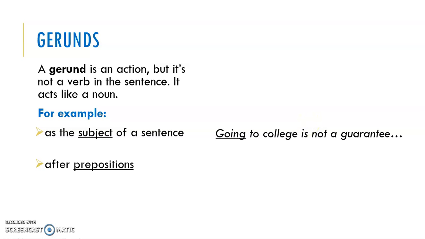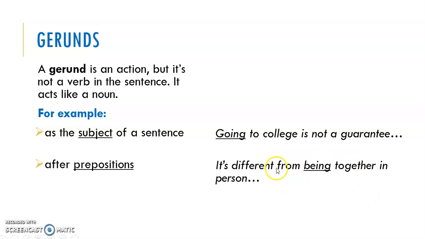Also, we often need to use a gerund after a preposition. When I say preposition, I'm talking about those little teeny tiny words in English that you see all the time, like in, on, with, at, about, for, of, or from. So, for example, it's different from being together in person. From is a preposition, and then this gerund, being together in person, becomes part of that preposition phrase.